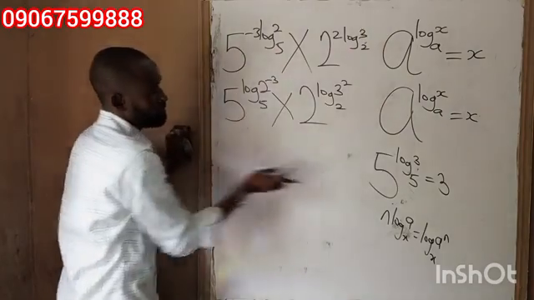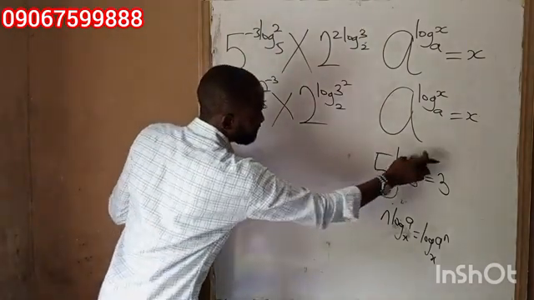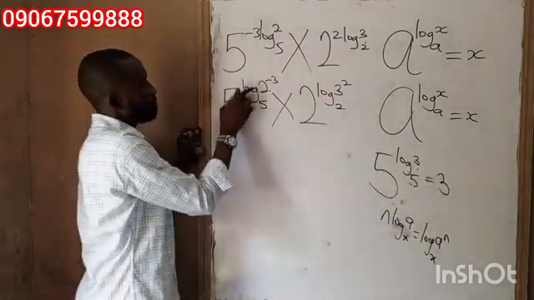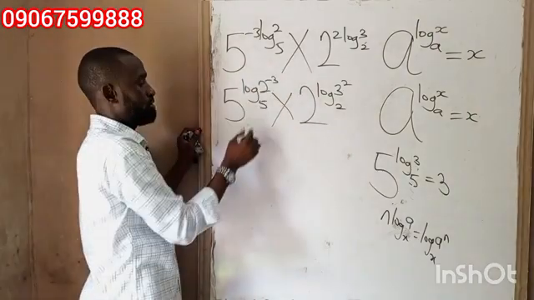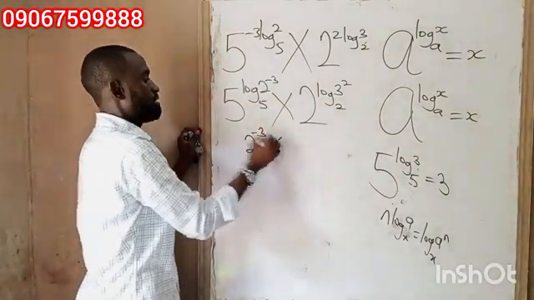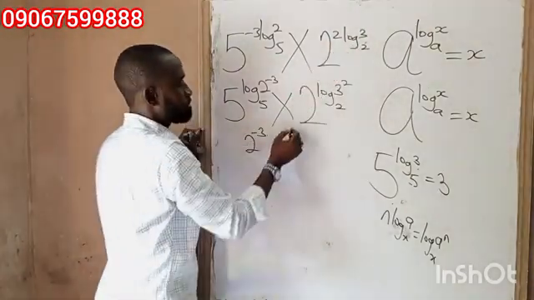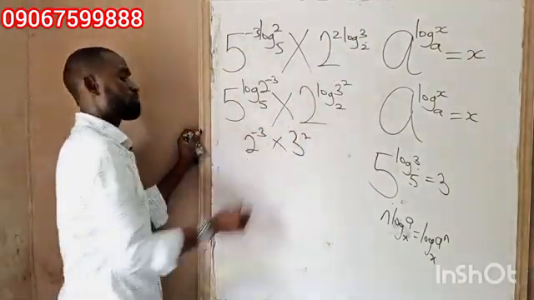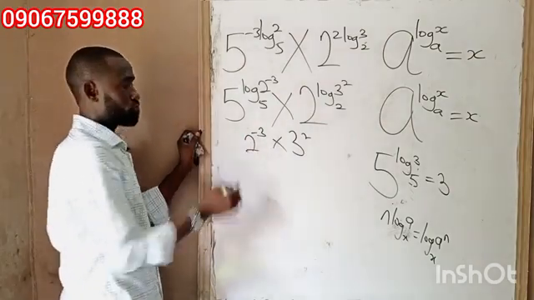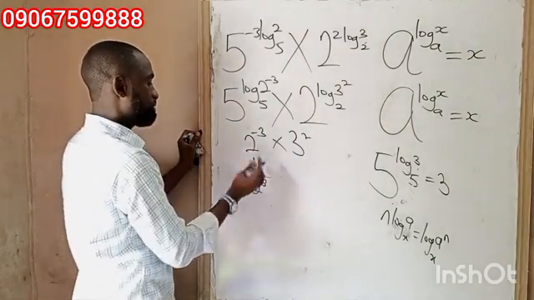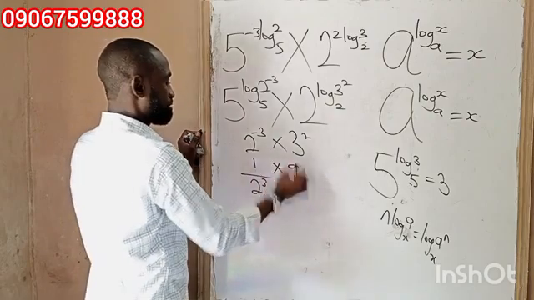So I'm having this. It's clear now? 5 raised to the power log of 2 raised to the power minus 3 base 5 gives 2 raised to the power minus 3. Times 2 raised to the power log of 3 squared base 2 gives 3 raised to the power 2. What is this? Negative power law. So now it will be 1 over 2 raised to the power 3, and then times 9.